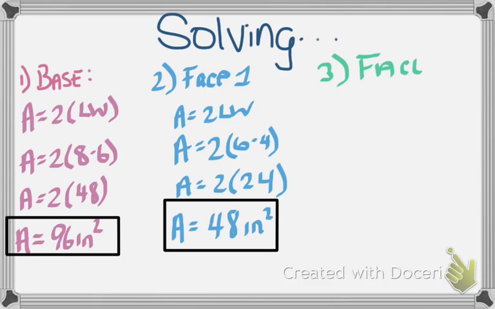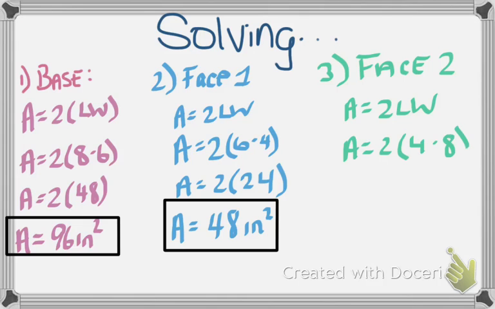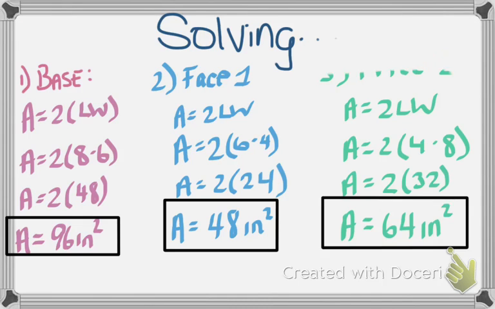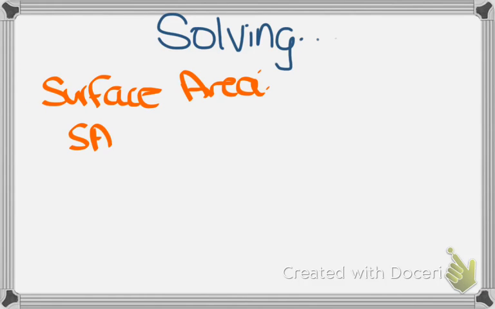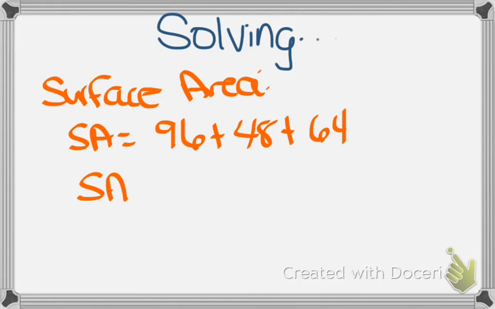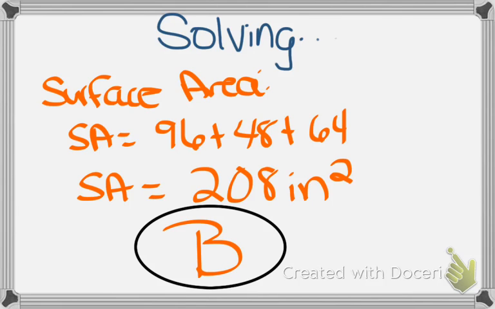For face 3, we use the formula area equals 2LW and plug in 4 and 8 for length and width, or area equals 2 times 32 or 64 inches squared for the face. The surface area is 96 plus 48 plus 64, or the surface area equals 208 inches squared. B, did you get it correct?